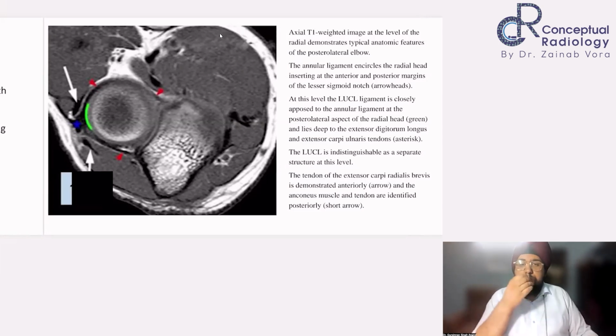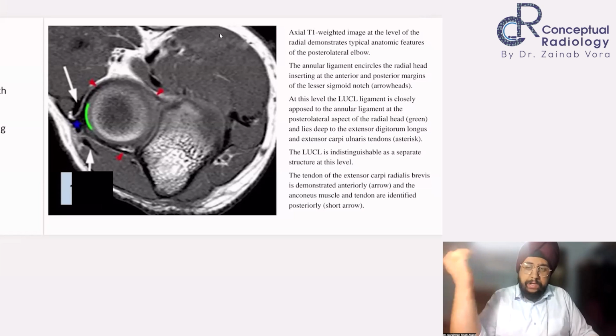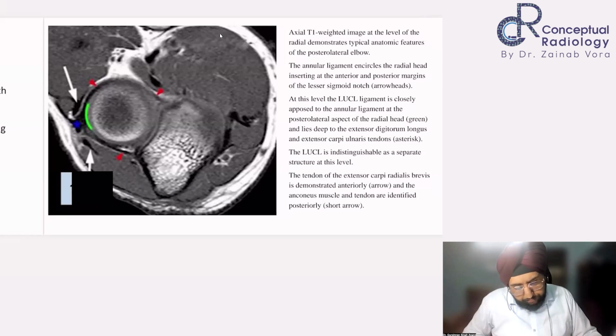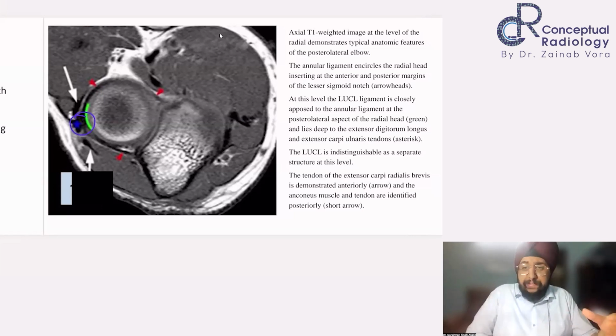Now, since the LUCL, as I told you, is going towards the radial head, it will take a turn from behind the radial head and then attach onto the ulna. So at this level, where we have the proximal radioulnar joint, we see the annular ligament. Sometimes the LUCL is indistinguishable from the annular ligament. While you're tracing down the LUCL in axial images, you will not be able to differentiate it from the annular ligament.